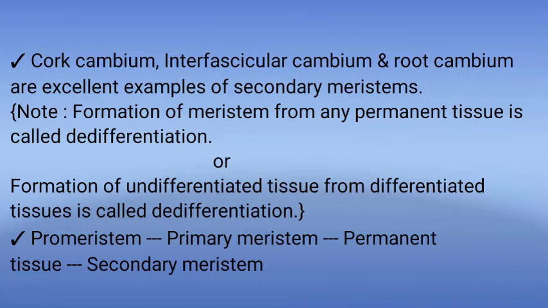Note: formation of meristem from any permanent tissue is called dedifferentiation, or formation of undifferentiated tissue from differentiated tissue is called dedifferentiation. Let's see the simple flow diagram. Promeristem forms primary meristem. Primary meristem forms mature tissues, meaning permanent cells, and they form secondary meristem or lateral meristem.